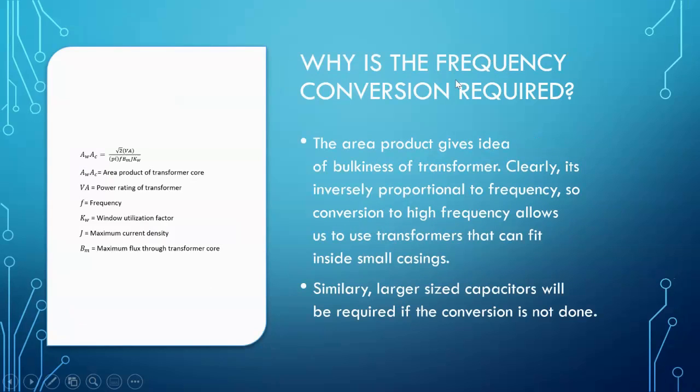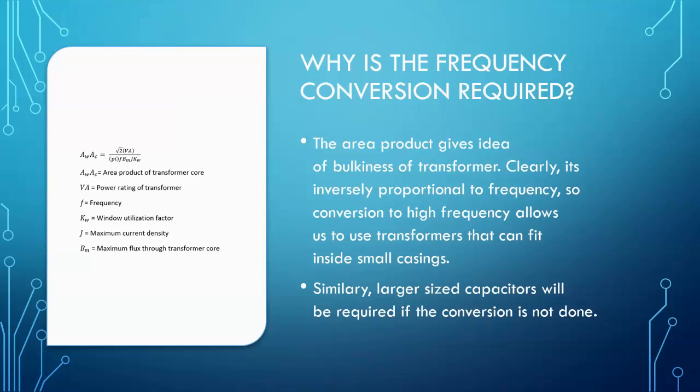So why is this frequency conversion required? As we have studied in our ELL101 course about the area product of a regular transformer, we know that this area product represents the bulkiness of the transformer, and we see that it is inversely proportional to the frequency at which the transformer operates. So that means that if the frequency is very high, the area product will be low.